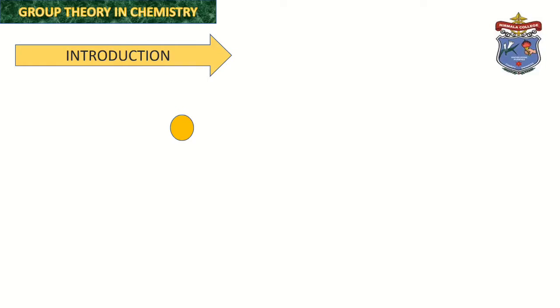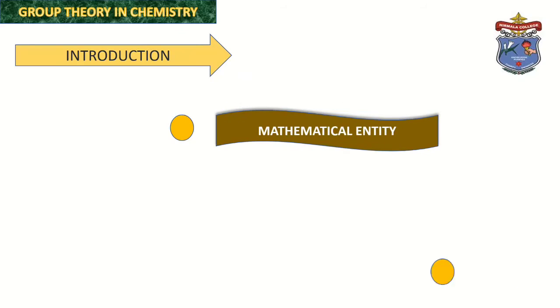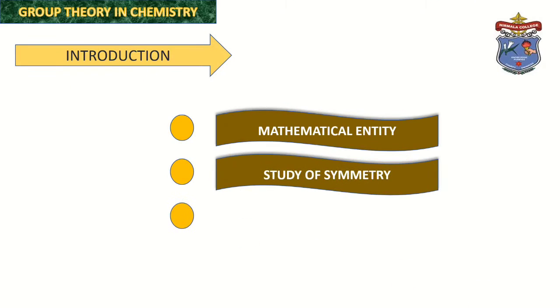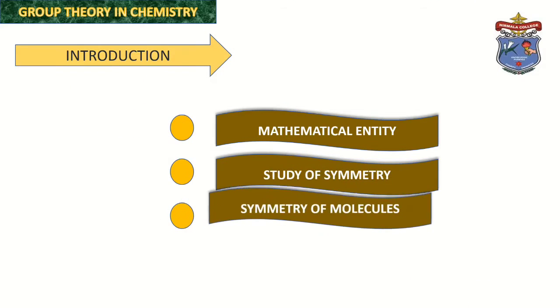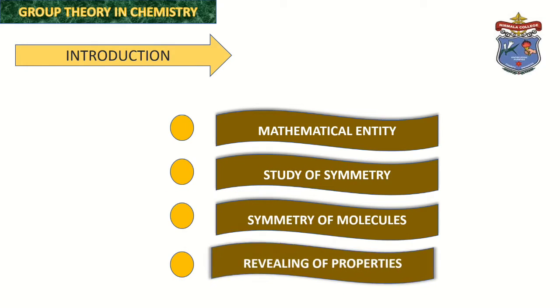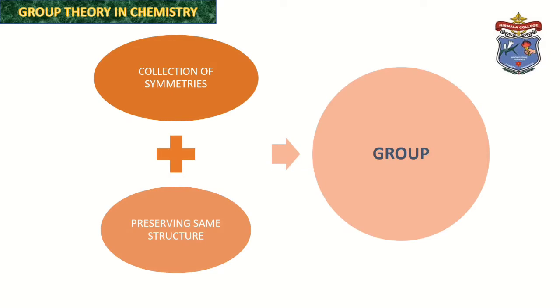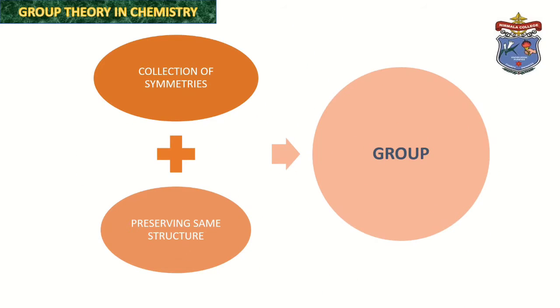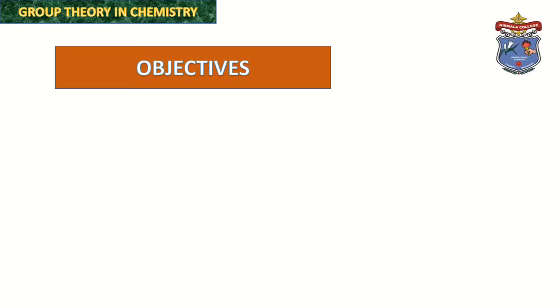Group theory is a mathematical entity by which aspects of a molecule's symmetry can be determined. That is, it is a mathematical entity used to study the symmetry of molecules to reveal the properties of molecules. In other words, we can say group theory can also be considered as the collection of symmetries of some molecules preserving the same structure, which forms a group.